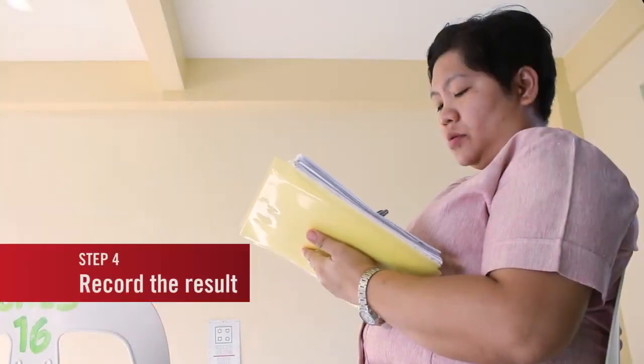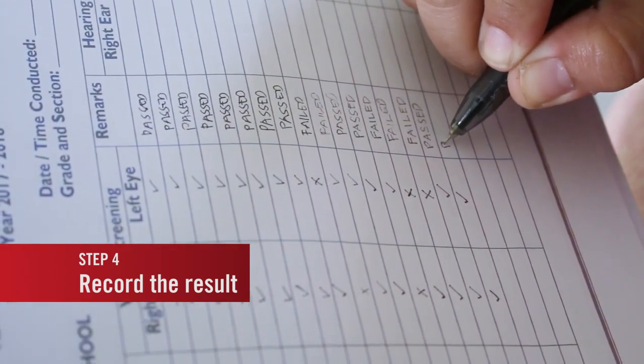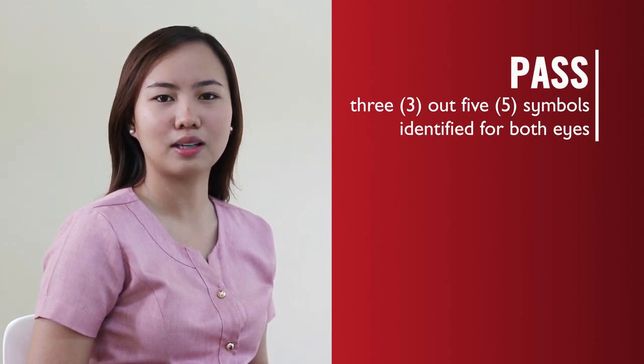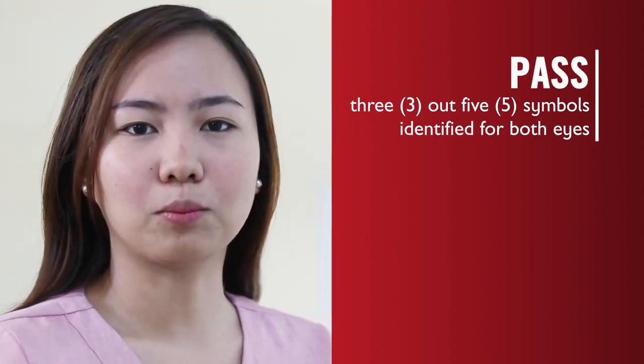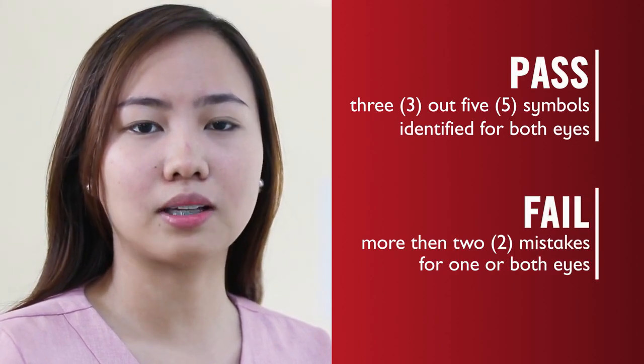Finally, record the result using the prescribed form. Put a check mark on the pass or fail column. If the child fails, indicate which eye failed. The child passes the screening if both eyes correctly identify 3 out of 5 symbols. If one eye or both eyes incorrectly identify at least 3 out of 5 symbols, the child is subject for a referral to an eye specialist.